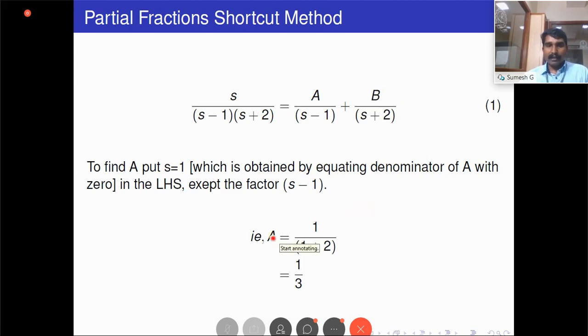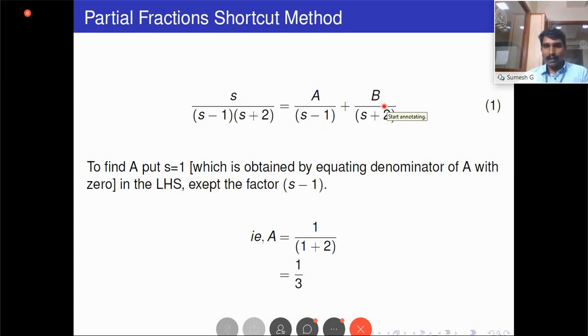So we obtain A equal to, with s equal to 1 substituted, 1 divided by 1 plus 2. The value of A is 1 by 3. So here we can directly obtain the value of A without writing the corresponding equation. Similarly, we can find the value of B by substituting s equal to minus 2. s equal to minus 2 is obtained by equating the denominator of B to 0. Here the denominator of B is s plus 2, equated as 0. So we obtain s equal to minus 2.